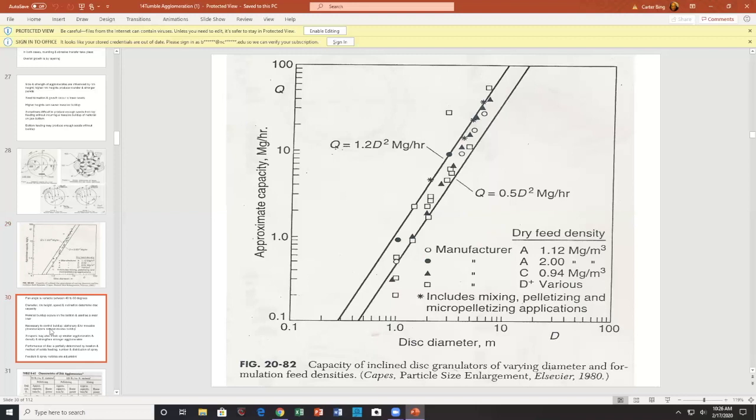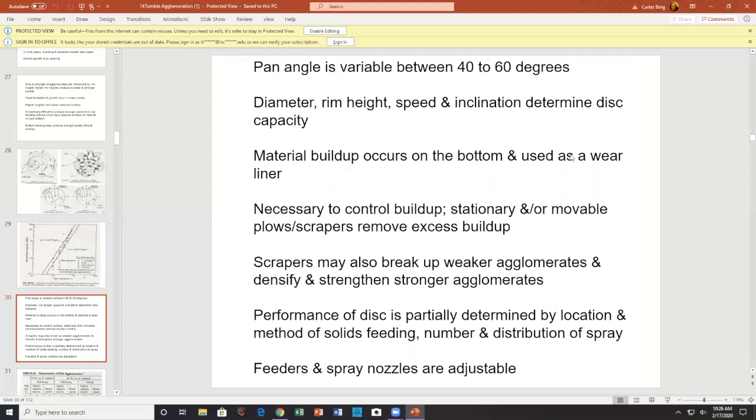Material buildup occurs on the bottom and is used as a wear liner. Necessary to control buildup, stationary removable plows or scrapers remove excess buildup. Scrapers may also break up weak agglomerates. They may densify and strengthen stronger agglomerates. Performance of a disc is partially determined by the location and method of feeding and the number and distribution of the sprays.